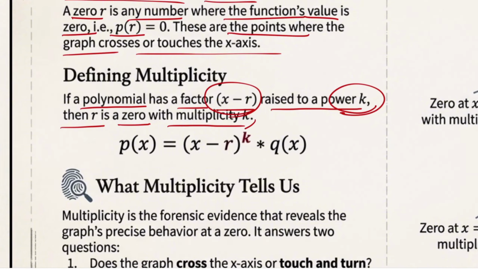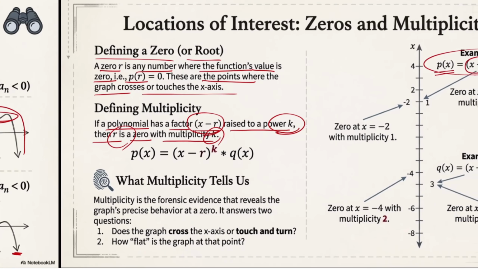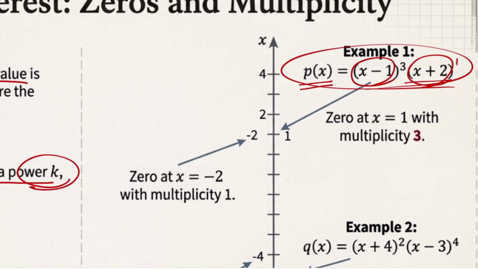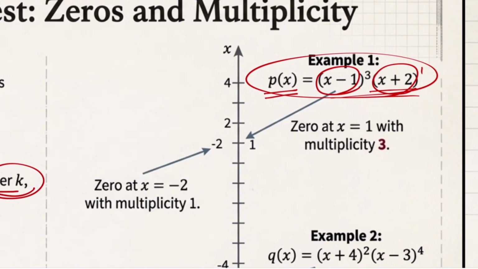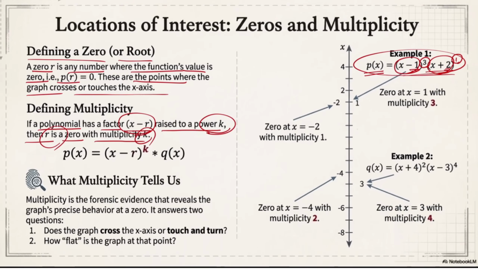So k is acting as a power, r is acting as a 0, and that's just the name for it. For instance, at this point, when I have x minus 1 to the power 3, it means that the root is 1, but the multiplicity is 3. At this point, the root is -2, but the multiplicity is 1, and so on.